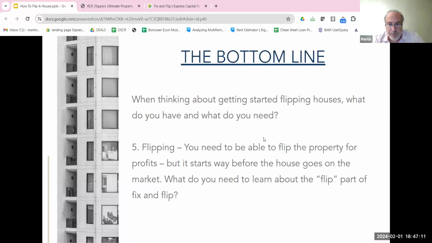So flipping, again, you need to have an exit, whether it's going to be to flip, and your second should be to refi. In this case, we're talking about flipping first. You need to be able to flip the property for profits, but it starts way before the house goes on the market. What do you need to learn about the flip part of the fix and flip?